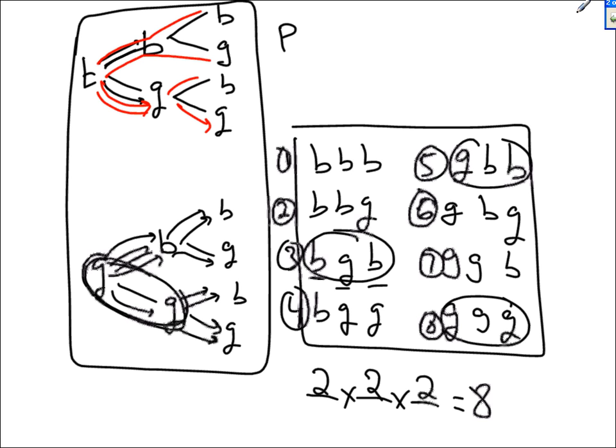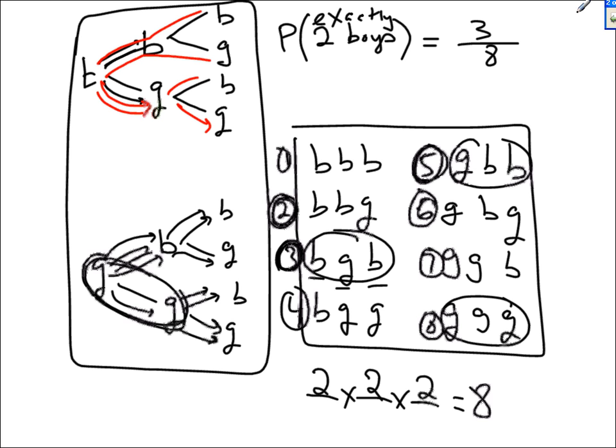Well, that's not exactly true. If I ask you, what's the probability that you have 2 boys? Yes, this is one outcome, but there are others. Number 2 has 2 boys. Number 5 has 2 boys. Those are the only ones that have exactly 2 boys. Exactly is a big word. Exactly 2 boys. Out of the 8 outcomes, 3 times you have 2 boys.